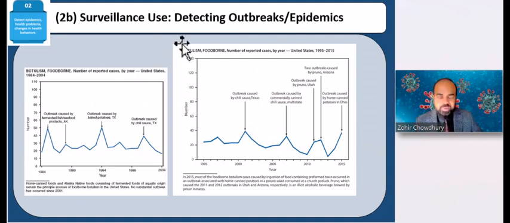Surveillance can also be used for outbreaks and epidemics investigation, and this is another example of detecting outbreaks. The figure to the left shows the number of reported cases of foodborne botulism from 1984 to 2004, and the figure to the right shows a continuation of the data until 2015.